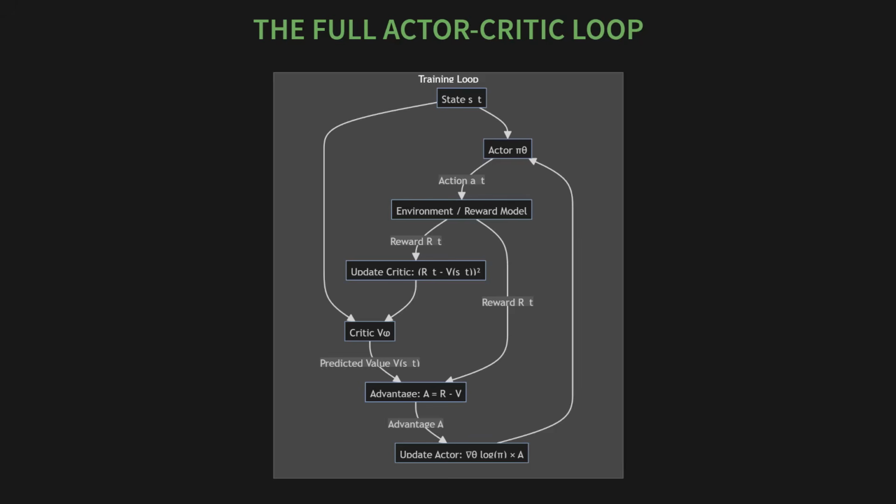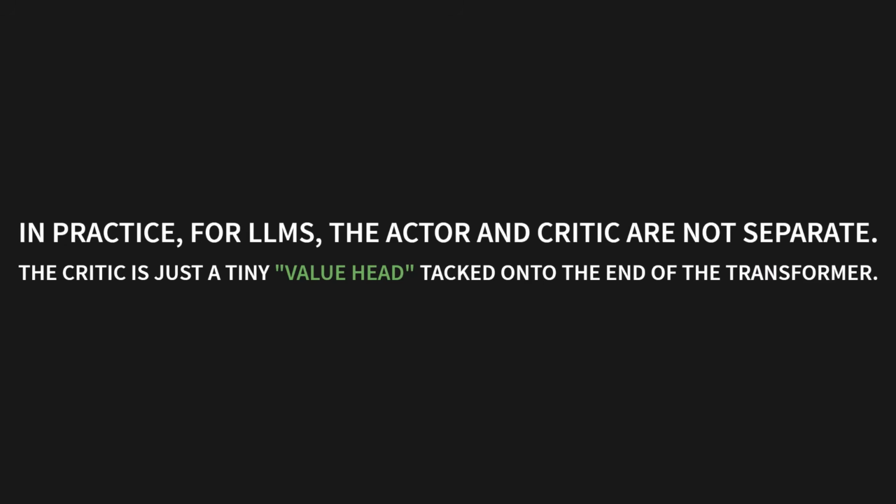Now in practice, for LLMs, the actor and critic aren't totally separate networks. That would be inefficient. Instead, the critic is just a tiny value head tacked onto the end of the main transformer. It's incredibly efficient because both the player and the judge are learning from the same deep understanding of the text.